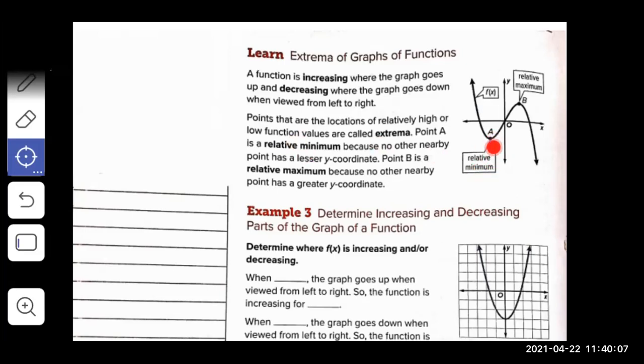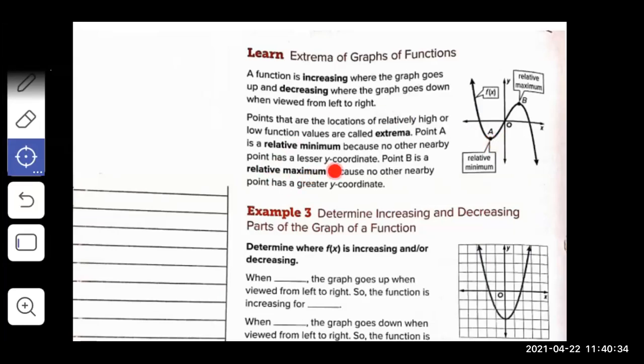Because it is the lowest point that you can see here, right? Can you see that this is getting down, getting down, getting down, and at this point you stop, and then it goes increasing. This point, guys, that is down is called the relative minimum, because no other point has a lesser y coordinate. There is no other point that is lesser than it, I mean, below this point.